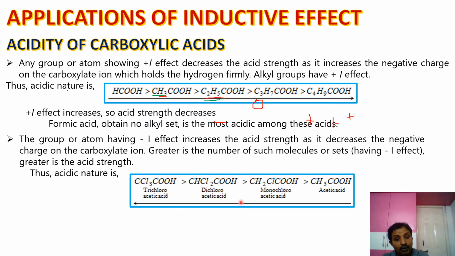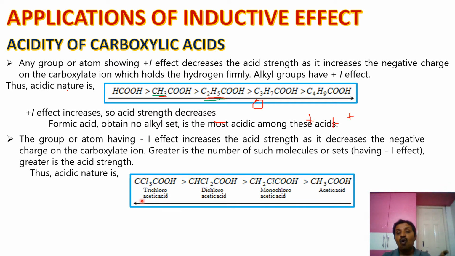to dichloroacetic acid. And for acetic acid, no electron withdrawing groups are there, only an alkyl group, that is the CH3 group, acting as an electron donating group. Because of that, what happens? Acidity decreases for acetic acid.